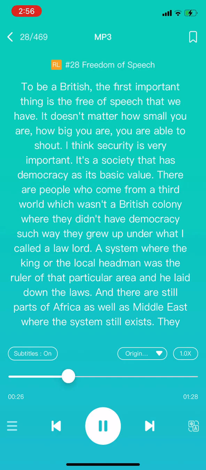There are people who come from the third world which wasn't a British colony, where they did not have democracy as such, where they grew up under what I call a law lord or a system where the king or the local headman was the ruler of that particular area and he laid down the laws. And there are still parts of Africa as well as the Middle East where the system still exists. They have to follow that ritual and that's it. They cannot argue against it.